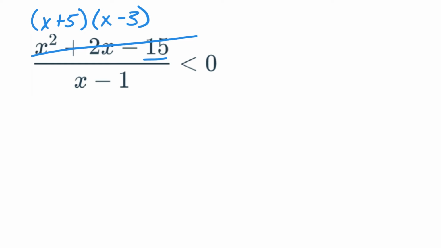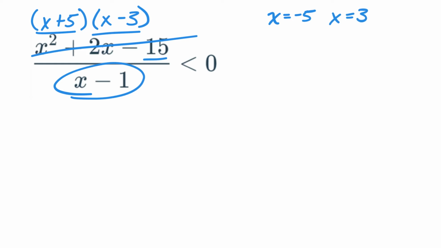So we refactor it this way. The thing about rationals, though, is that we have values, and again, this is much easier for graphing. We'll show the graphing as well. We have values here that matter. We have an excluded value, and we have 2 zeros. So our 0 values are going to be x equal to negative 5 and x equal to positive 3. And then we also have an excluded value at x equal to 1.